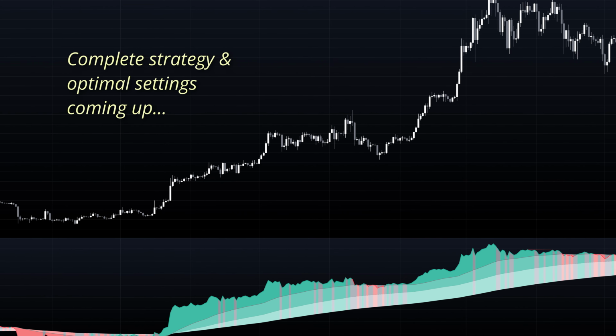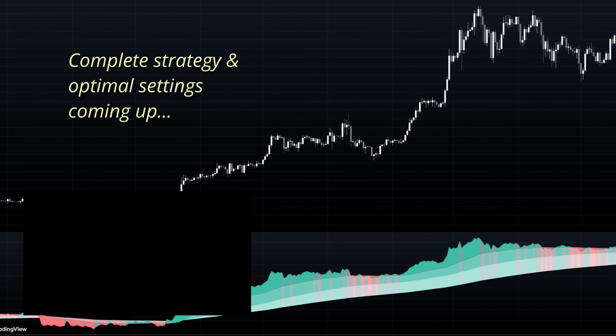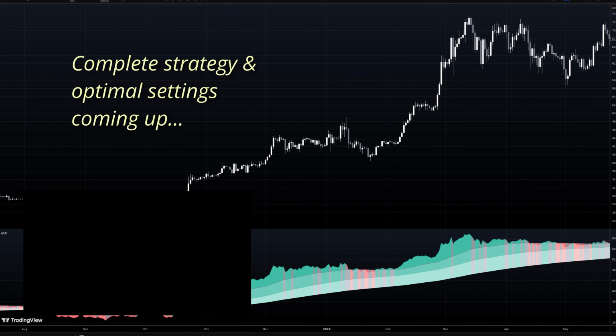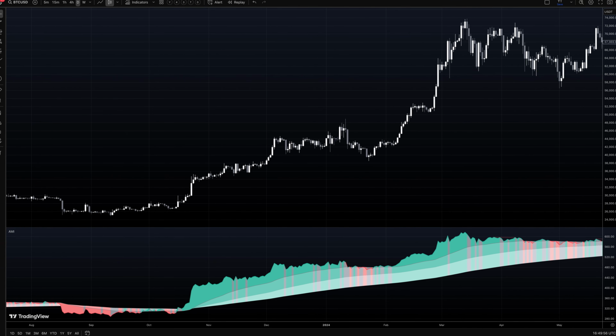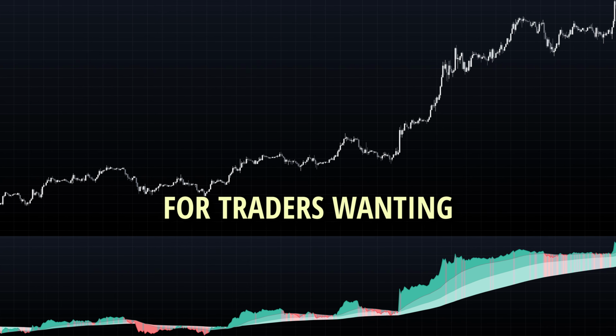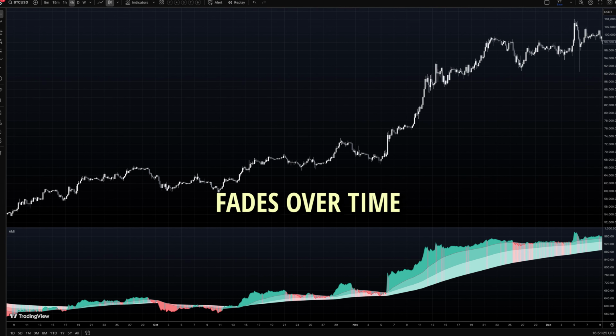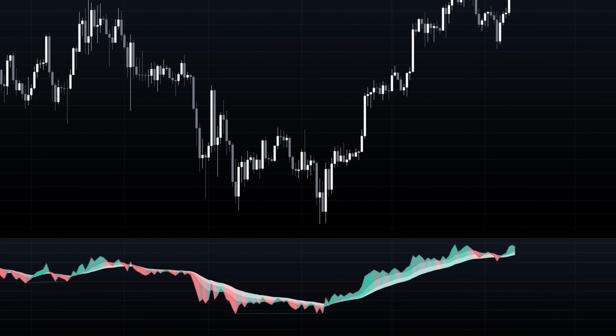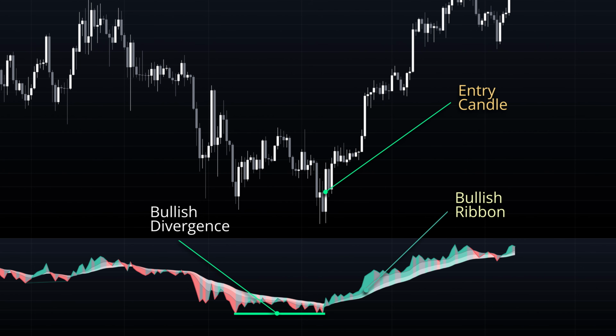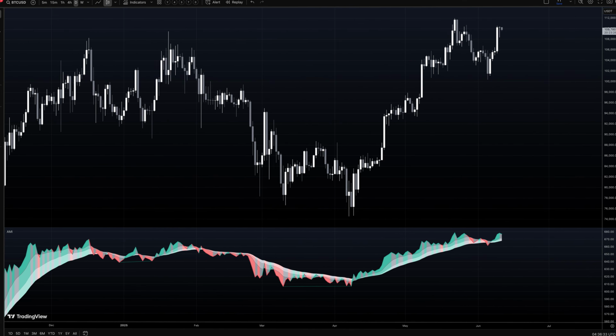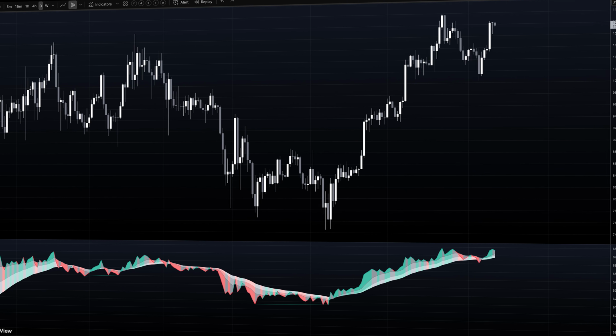Users can fine-tune contrast sensitivity to either catch every momentum pulse or filter out weaker signals for more impactful shifts. This tool is ideal for traders wanting to assess not just the presence of momentum, but how it builds or fades over time. A common strategy involves watching for the momentum value to cross above or below the first ribbon, then using ribbon color alignment or divergence signals, automatically detected when price and momentum disagree, for confirmation. Full alignment of all 3 ribbons often marks higher confidence setups.